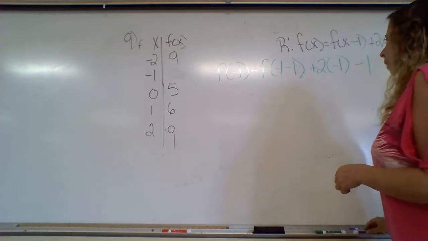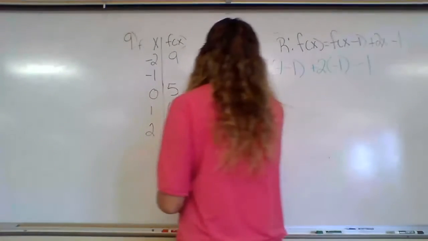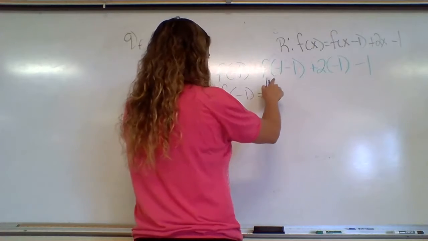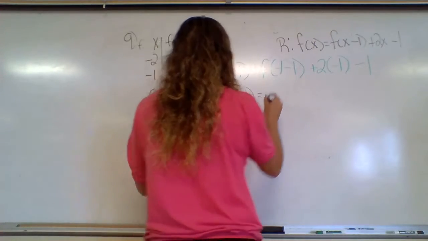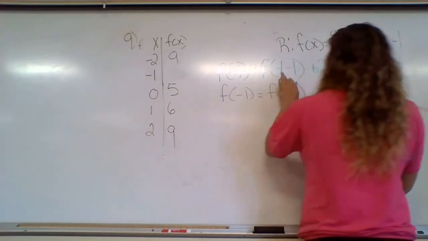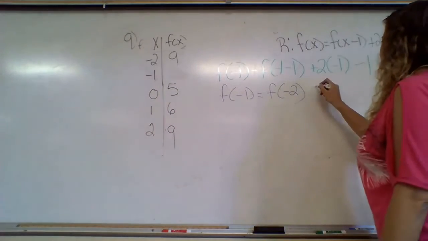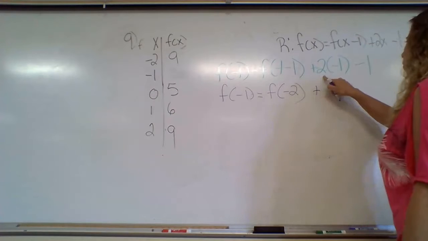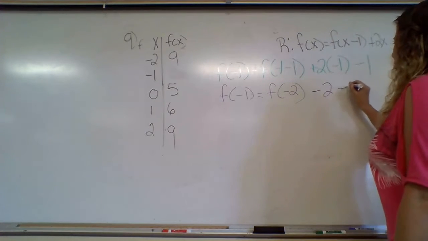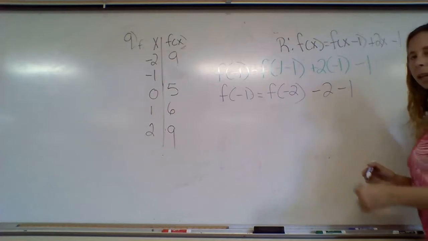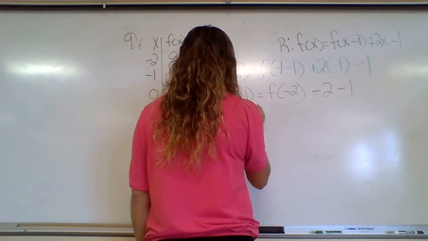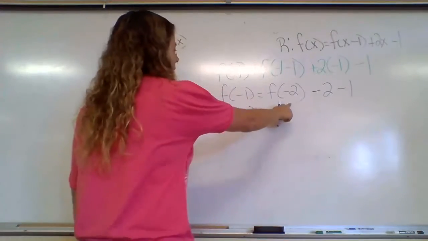Then we simplify this. So f of -1 equals 2 times -1 minus 1, which is -2 minus 1. We'll simplify that in a second. F of -2.